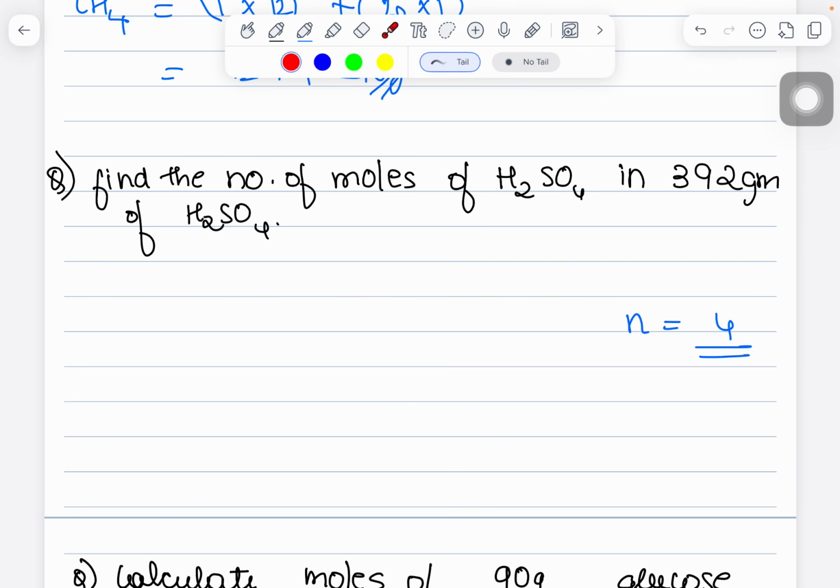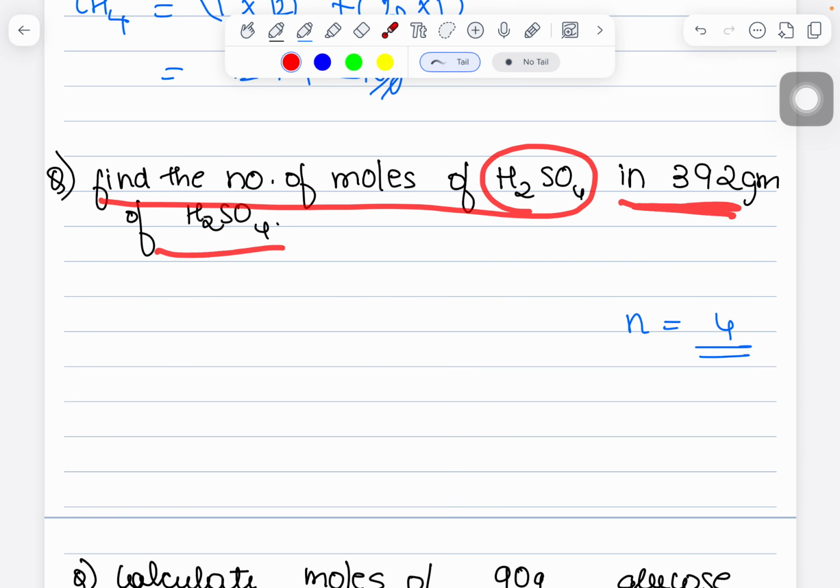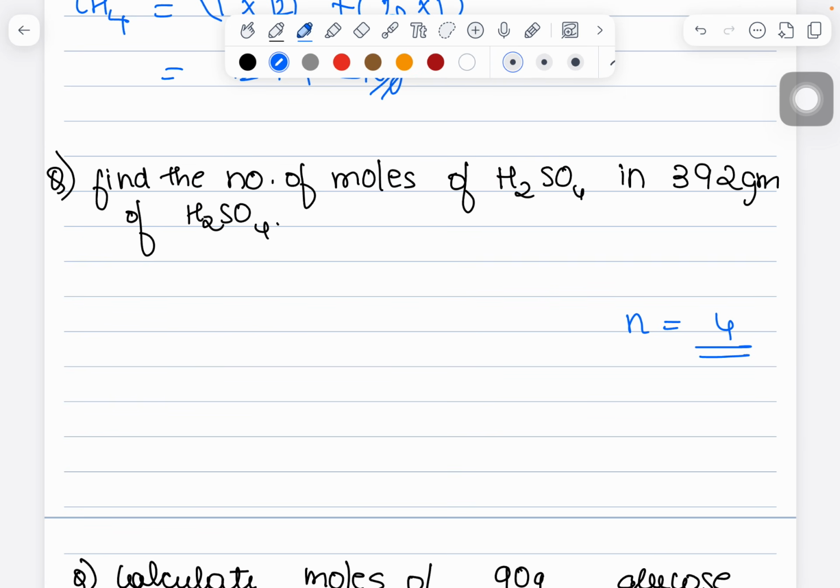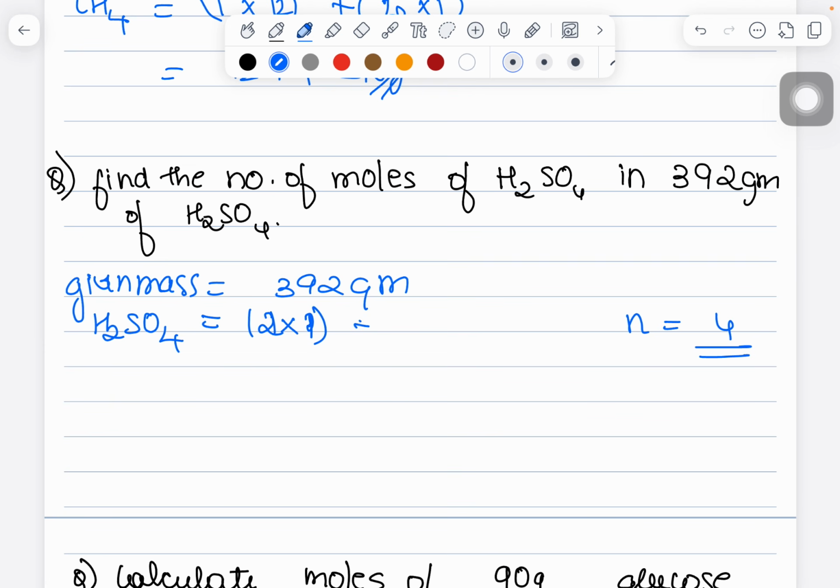Find the number of moles of H2SO4 in 392 grams of H2SO4. Now, did they give the number of molecules? No. They gave us the given mass. Given mass is equal to 392 grams. Okay. Did they give H2SO4? Yes. Can you find out the molecular mass? Yes. How many hydrogens do we have? 2. Atomic mass of hydrogen is 1, so 2 into 1, plus sulfur.